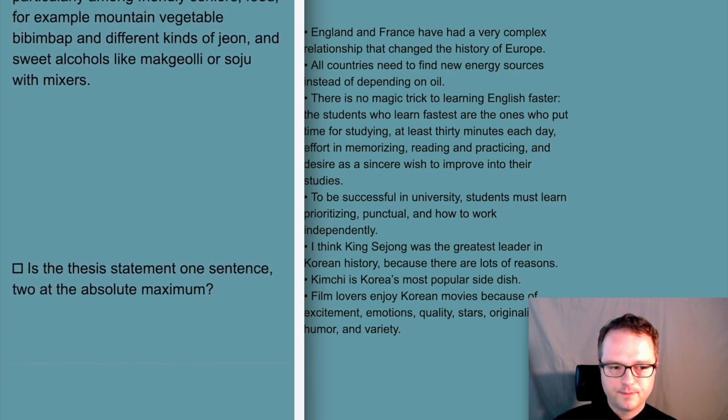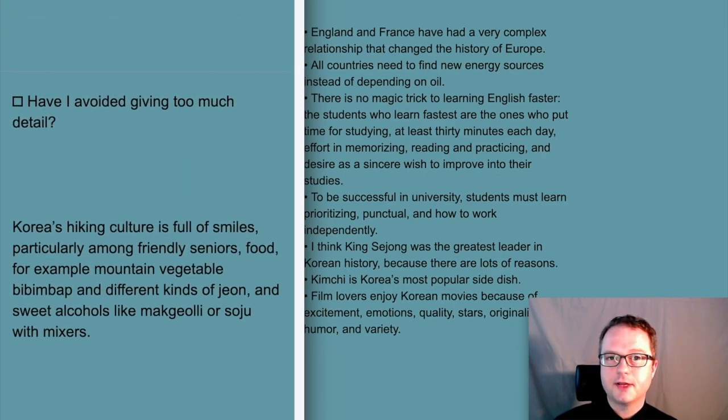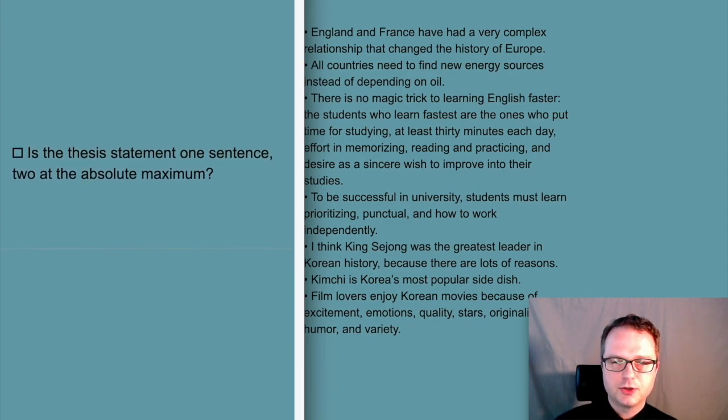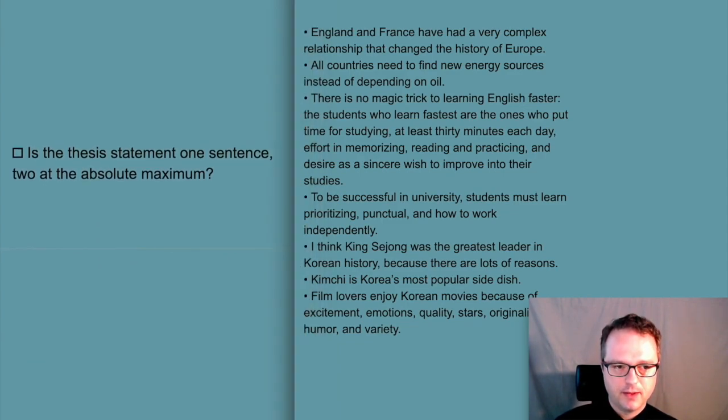And finally, is the thesis statement one sentence, two at the absolute maximum? Keep your thesis statement simple. If you can say it in one sentence, that's often the best. If you have to put it into two sentences, for example, saying, Korea's hiking culture is great. Hikers enjoy friendly people, delicious food, and tasty drinks. Now that's two sentences, but it's still clear and simple.